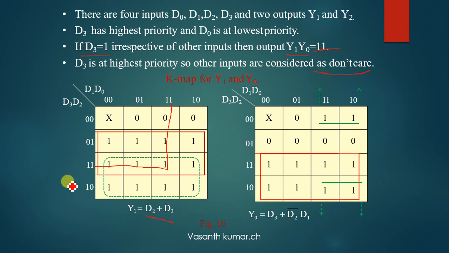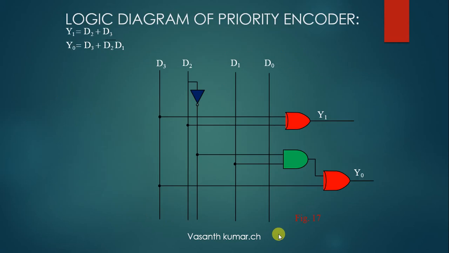Okay, this combination, right? Whenever D3 is high, the rest should all be low. That's the logic. So the logic diagram for a priority encoder is D1, D3. D1 is connected with D3, D1 into D3. This is the first combination.